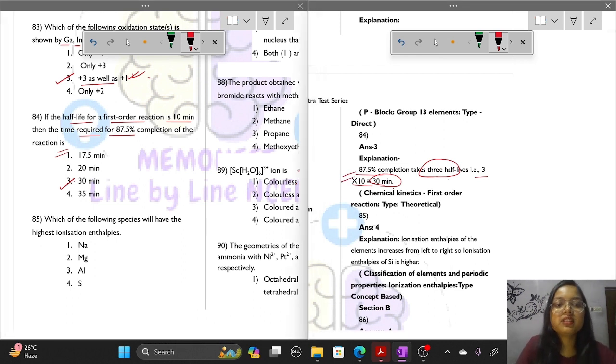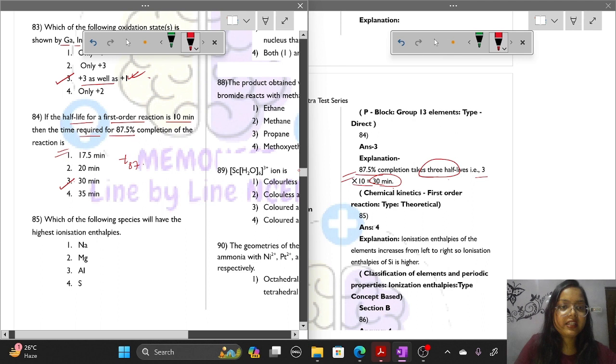You can also use the main formula for first order reaction. T87.5 we have to calculate. It is 1 by k ln of 100 by (100 minus 87.5), which equals 1 by k ln 8. This one you can also use for calculating the answer.